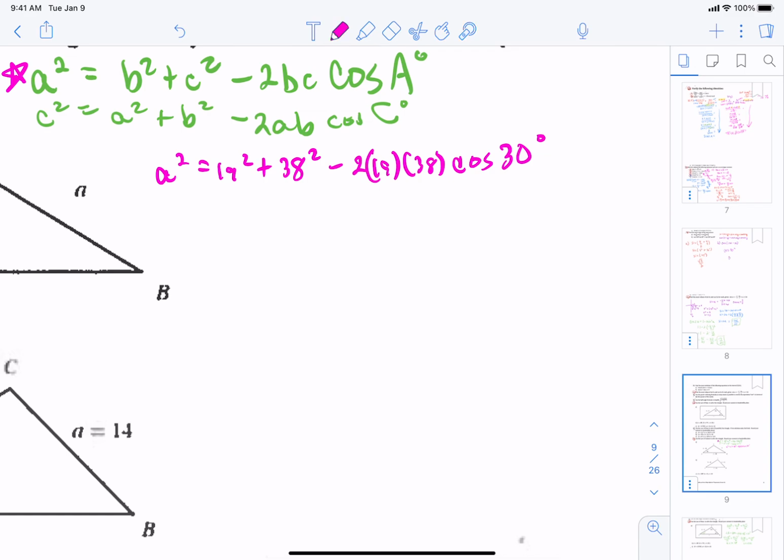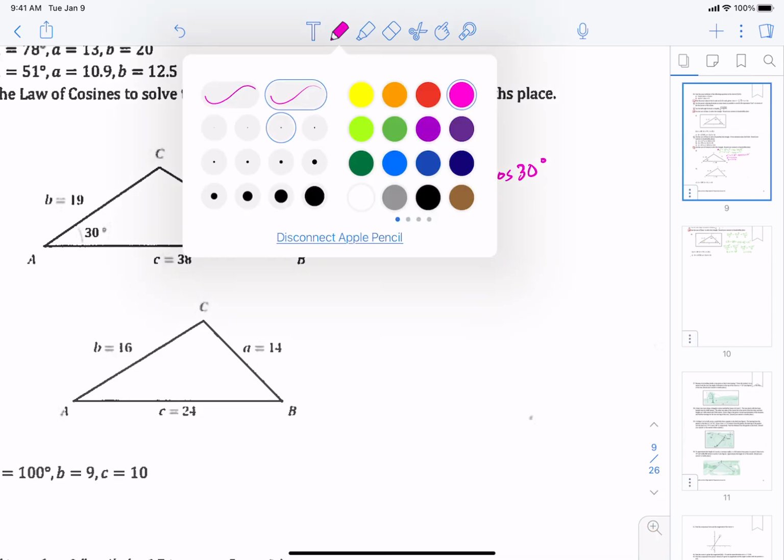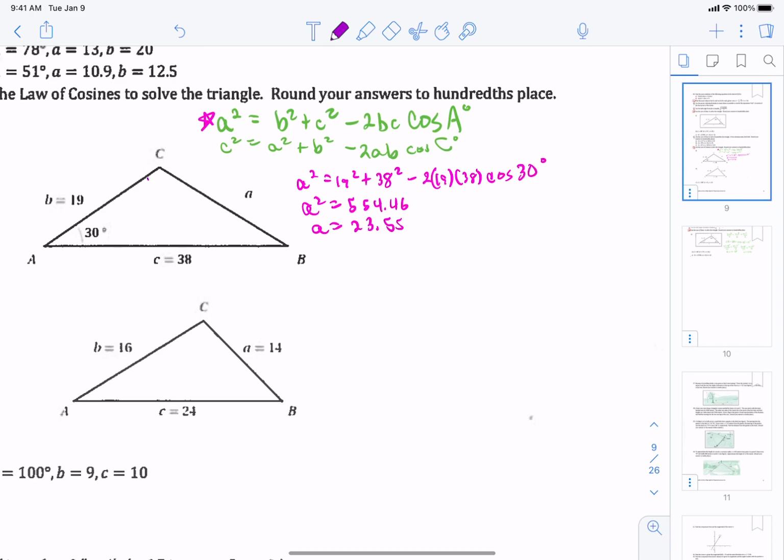And so we find that A squared equals 19 squared plus 38 squared minus 2 times 19 times 38 times the cosine of 30. Again, make sure your calculator is in degrees. That's 554.46. And if you square root it, you get 23.55. Okay, so now that's A. To solve a triangle, you have to find all the information. So let's now go to angle C, what the heck.